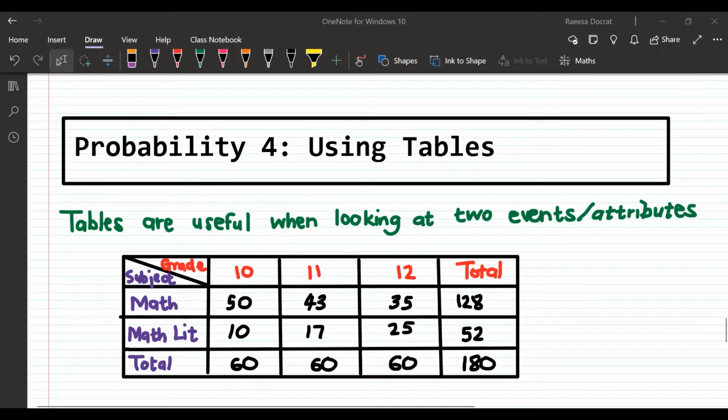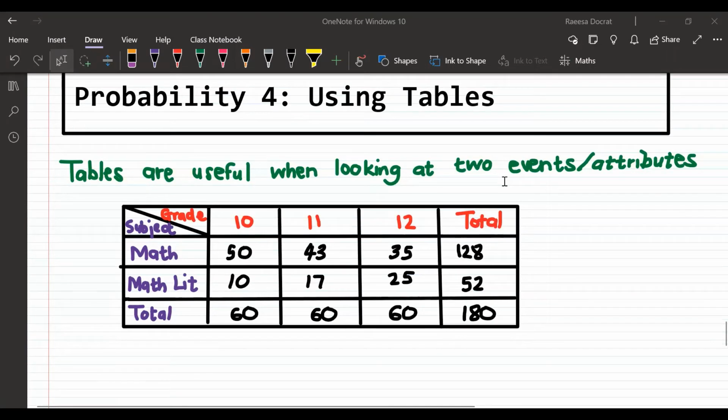In this video, we're going to have a look at the use of tables. In the last video, we spoke about compound events, which is more than one event, and a table is a great way to represent two events or attributes. So here below, we have an example of a table. These are high school students.